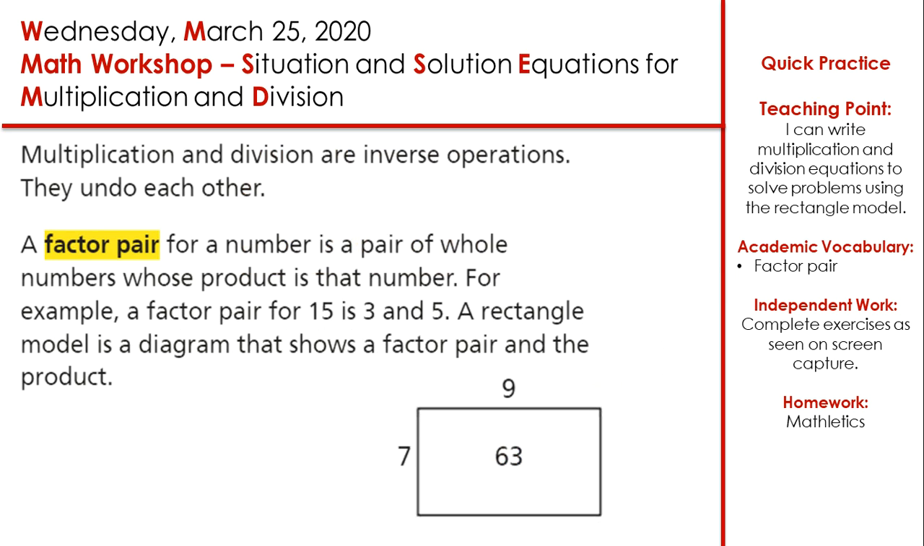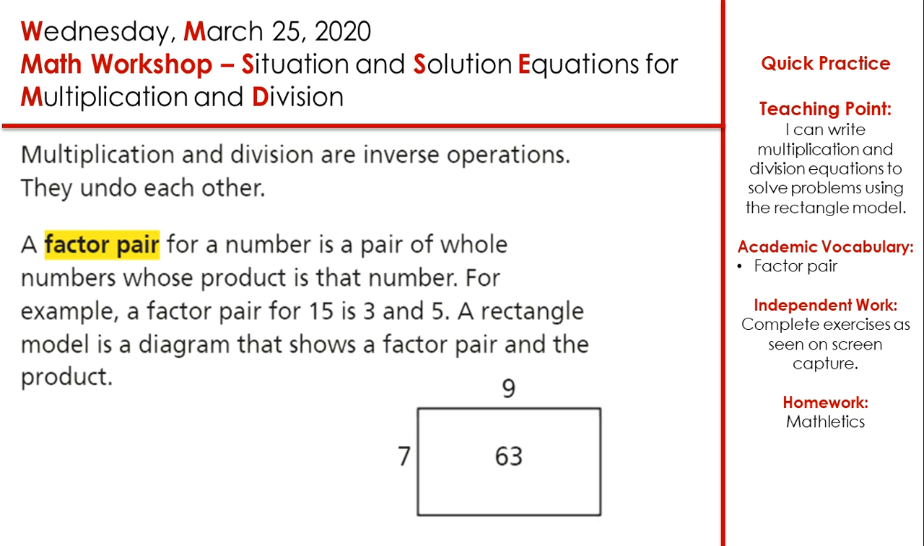Alright, so we're going to be taking a look at this academic vocabulary word for today, which is factor pair. A factor pair is a pair of whole numbers whose product is that number. If you take a look at the box that we have below, we have 63, and if we multiply 7 and 9, which is a factor pair, we have 63.